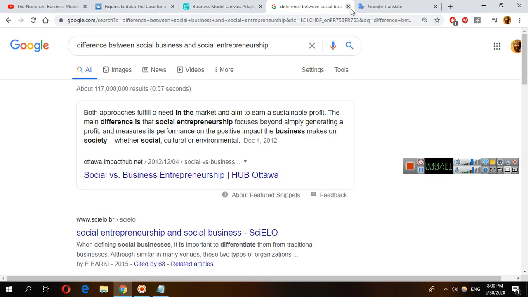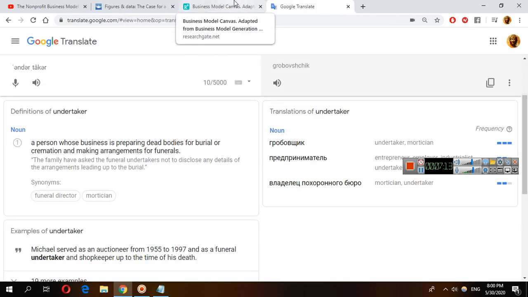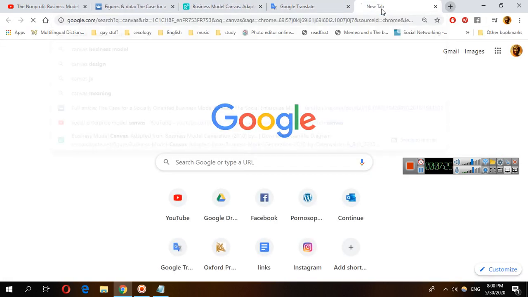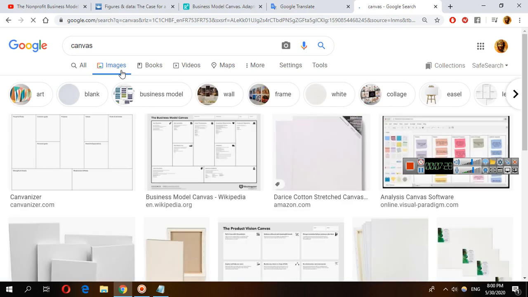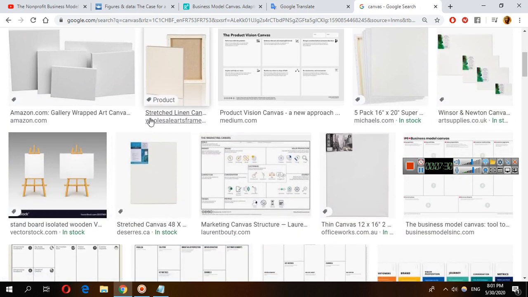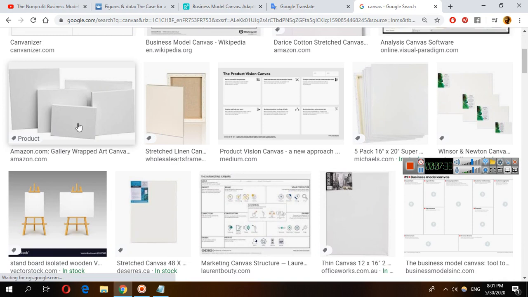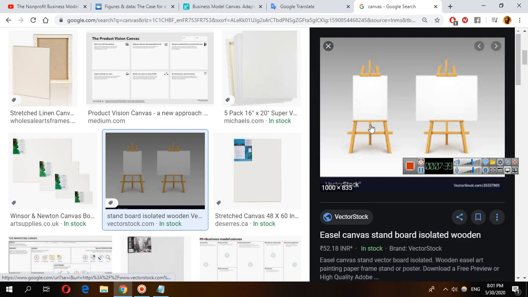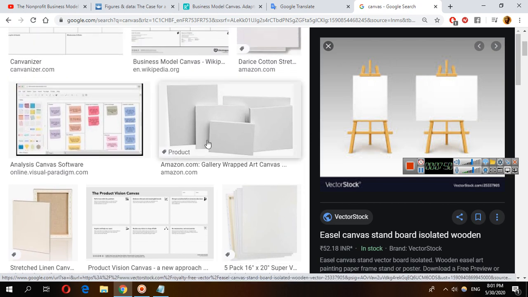Now, in social entrepreneurship, actually we have this thing called the business model canvas. Right, so canvas, here it is, a canvas. You paint on canvas. The word canvas, here it is. It's simply this empty space which is made of some different materials. I don't really know what type of stuff they use, but here it is, canvas.